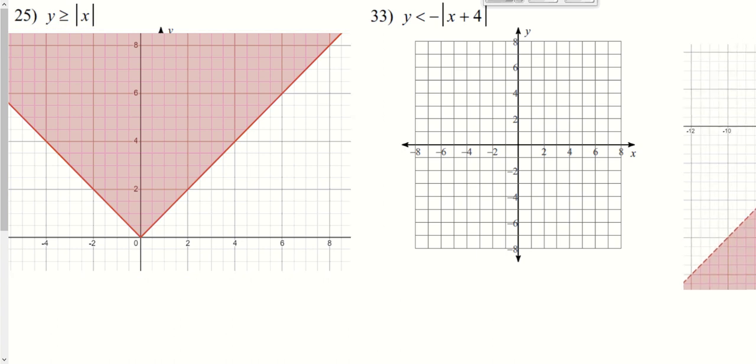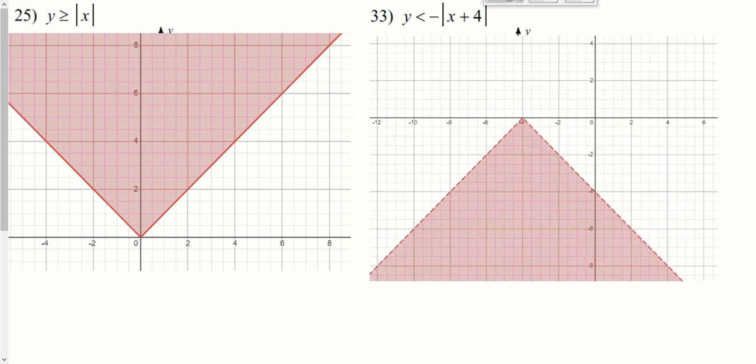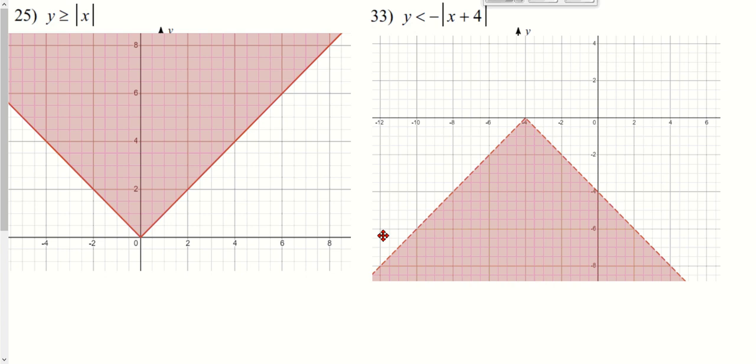But when you type that in, it gives you this here. Now, Desmos does do a dotted or dashed line because it's not a less than or equal to, only a less than. And it does shade below our V shape. So you would end up getting something that looks like this.